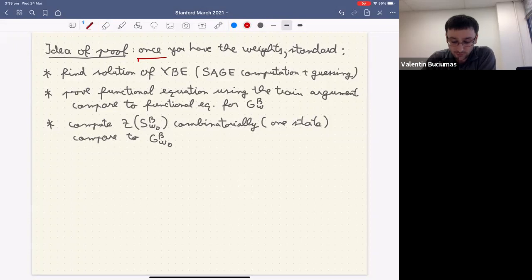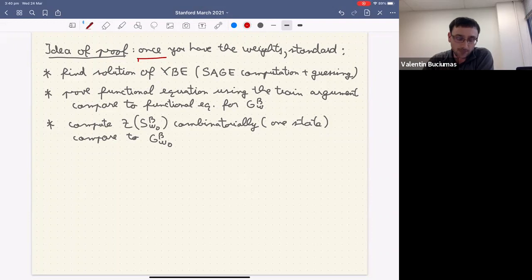And this was done using Sage computation and some guessing. Then you use the solution of the Yang-Baxter equation to prove certain functional equations using the train argument. And then you compare these functional equations to the functional equations for the Grothendieck polynomial, which are obtained using the beta divided difference operators from before.